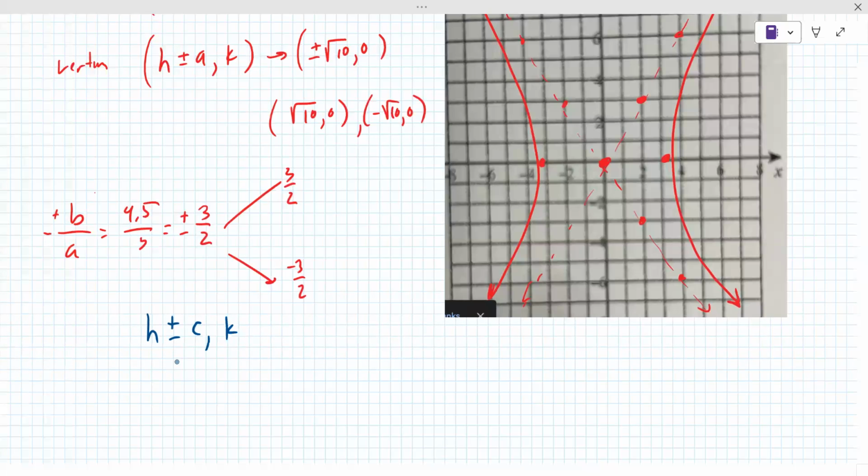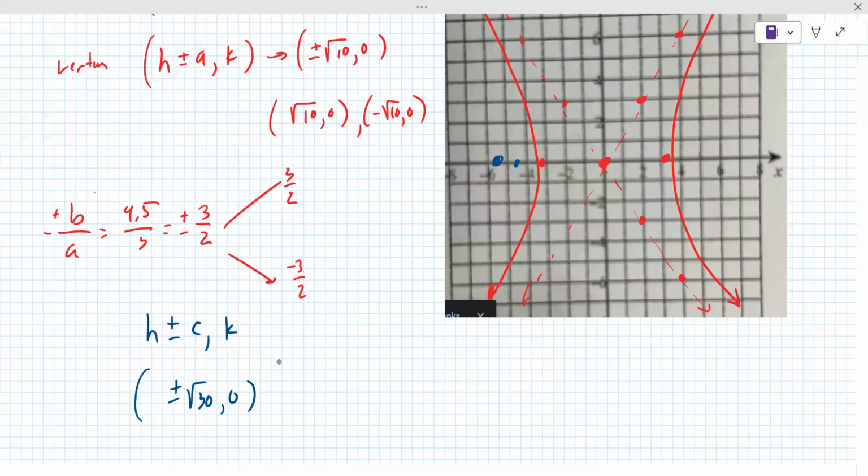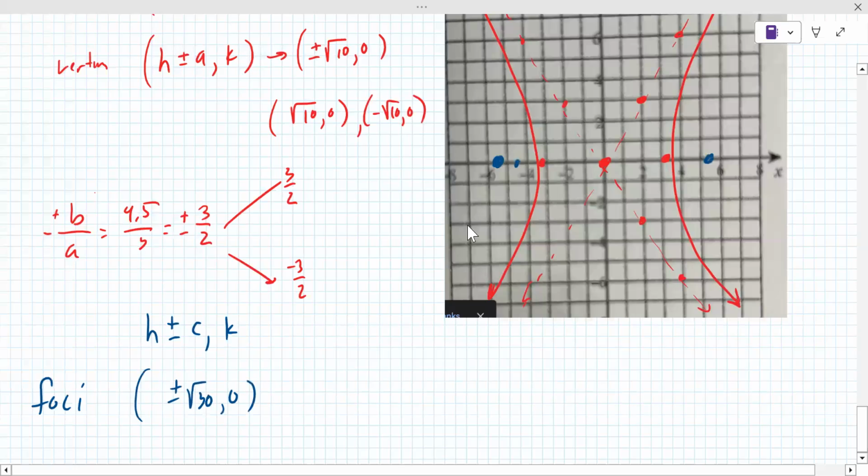So your C value was the square root of 30. So that means you're going 5.5-ish. There. And there's your foci. Foci are always in line with the center and the vertex, just like in ellipses.